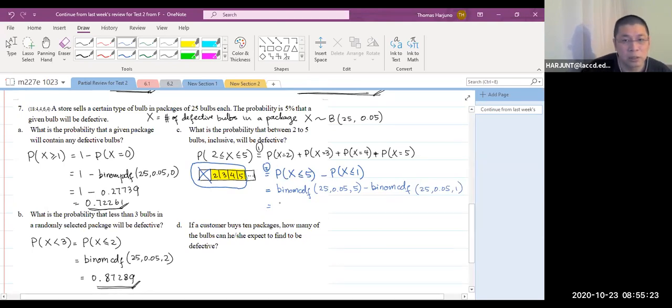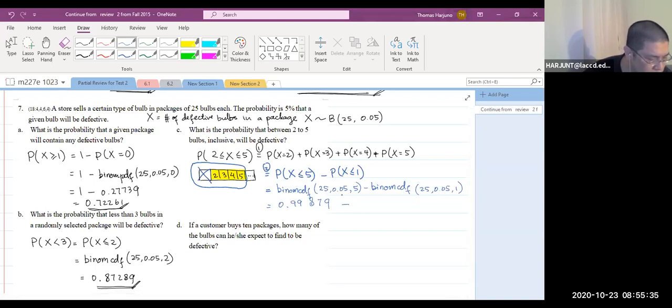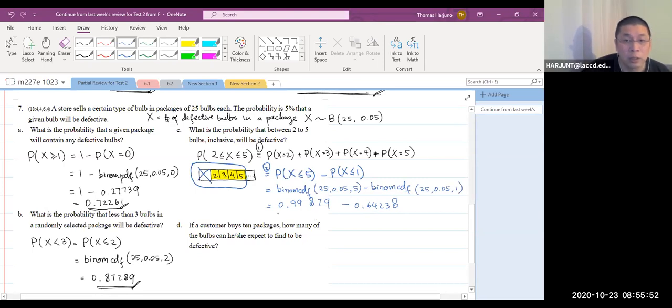This is 0.99879 minus 0.64238. So 0.99879 minus 0.64238 will be 0.35641.